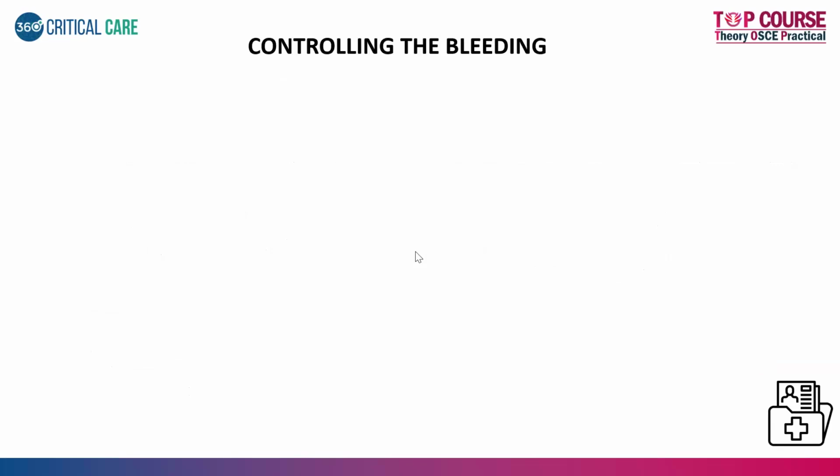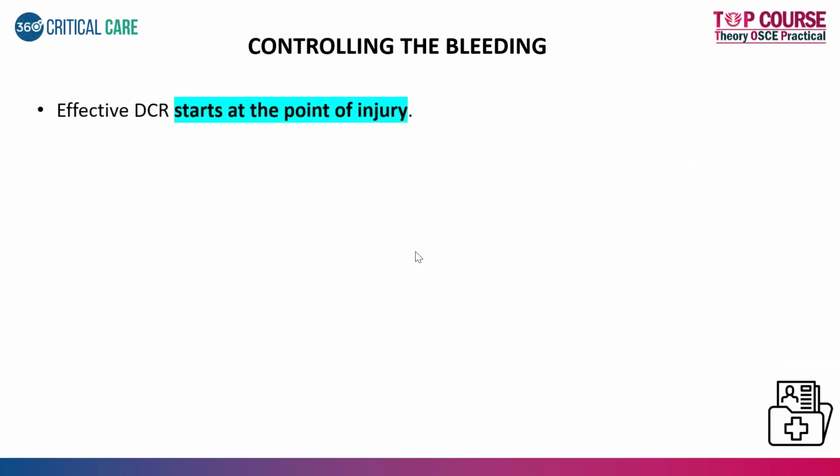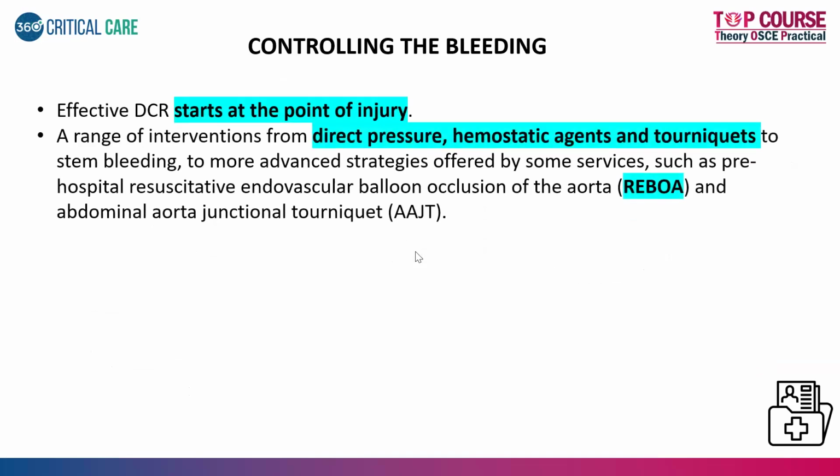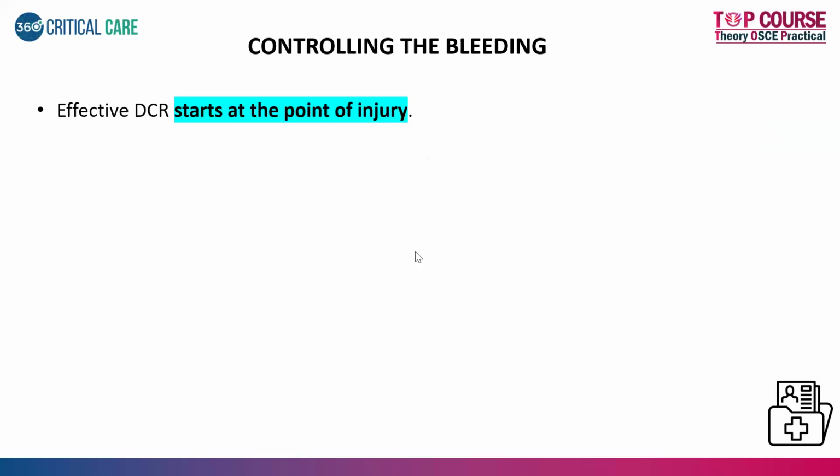Controlling the bleeding is very important when a patient comes with trauma and a very catastrophic hemorrhage. It starts at the point of injury. Direct pressure or hemostatic agents can be used. REBOA is one way, or an abdominal aortic junctional tourniquet, depending on availability. If they are available, well and good. Otherwise, damage control surgery should be initiated. Can anyone unmute and tell what REBOA is?